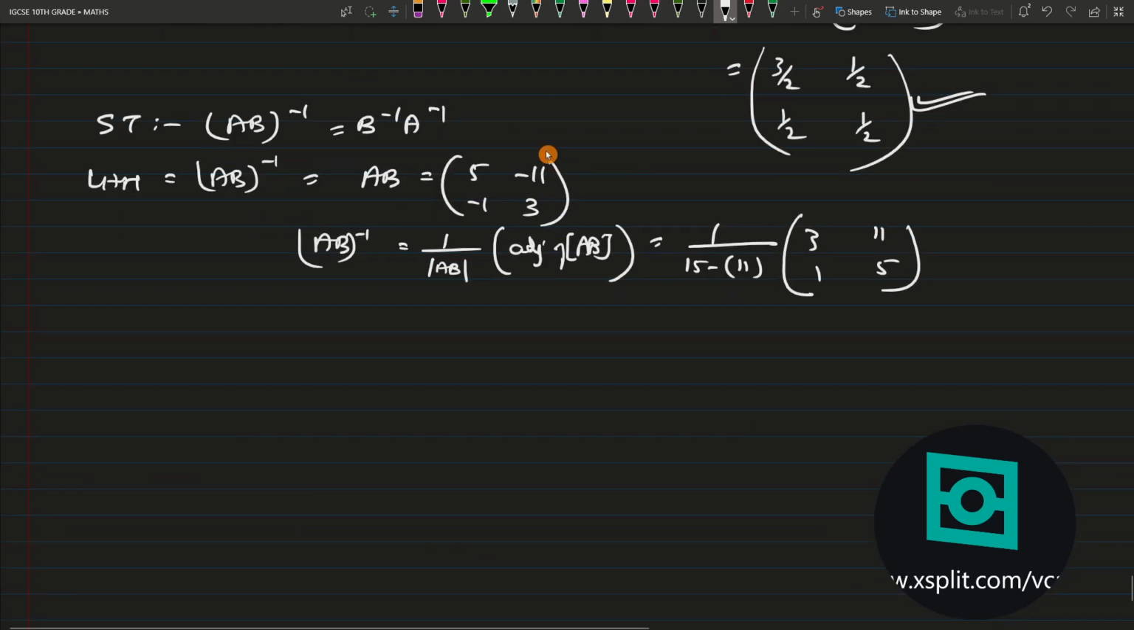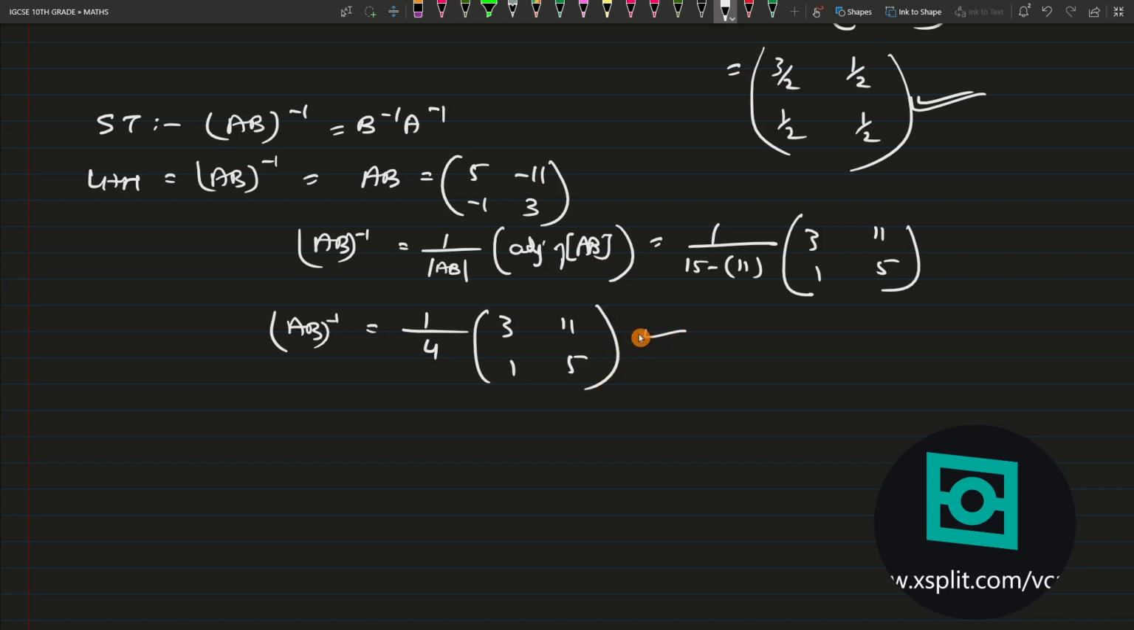So your (AB) inverse should be 1 upon 15 minus 11, which is how much? It's 4, and then 3, 11, 1, and 5. So this is your (AB) inverse, right? Now, the right hand side is your B inverse times A inverse.